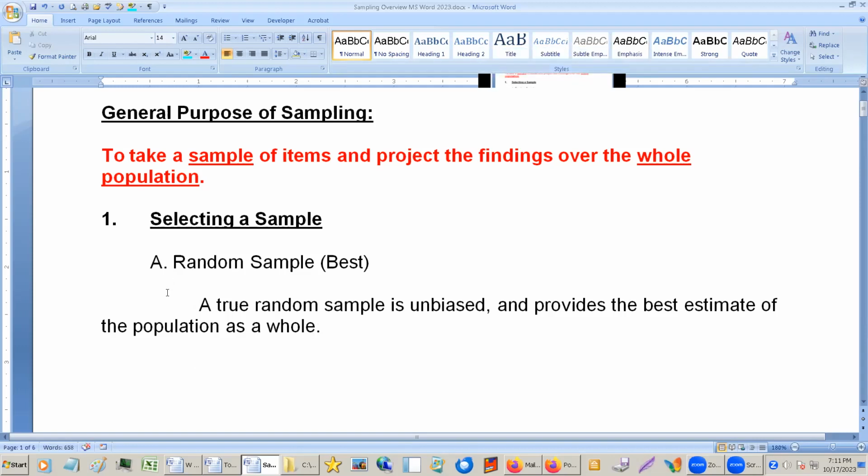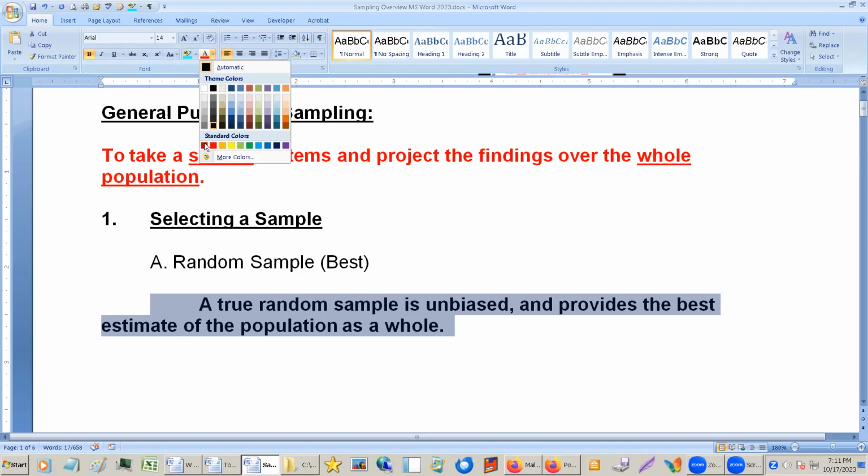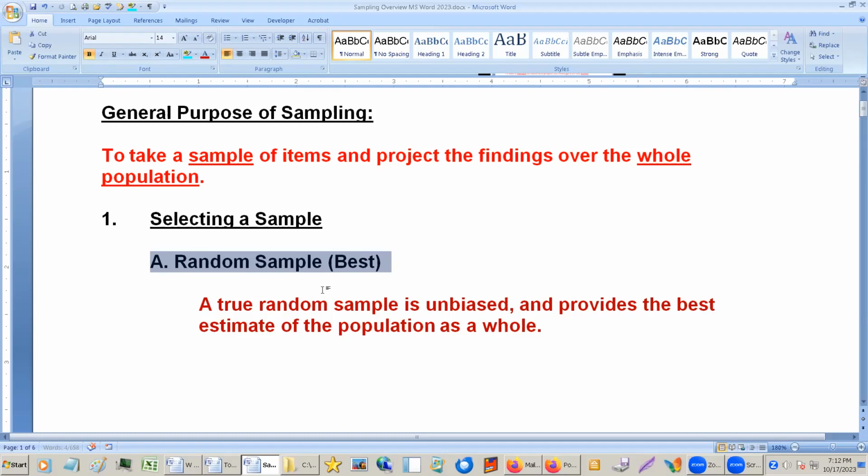Okay, a true random sample is unbiased, and it gives our best estimate of the population as a whole. So we use random number tables, and you can also use random number generators on the computer and that sort of thing. But a random sample is the best one. And if you can, they're a good one to use. They're the best one to use.